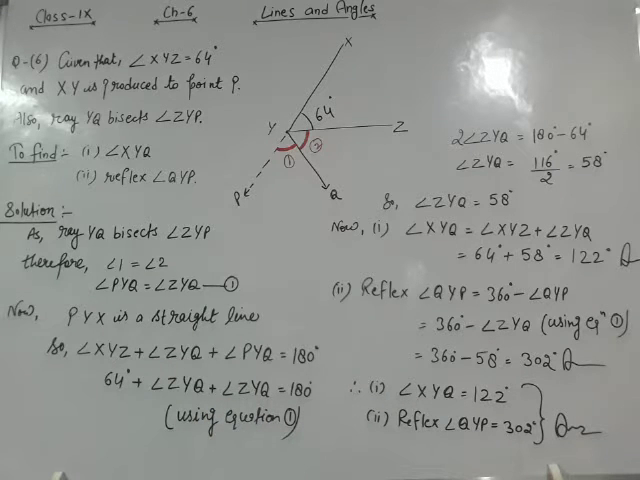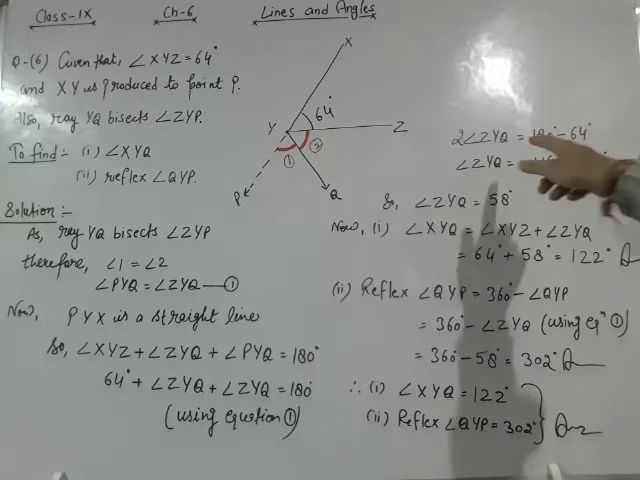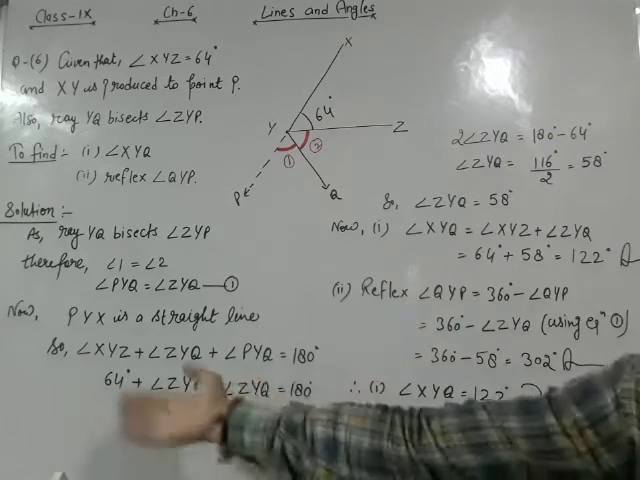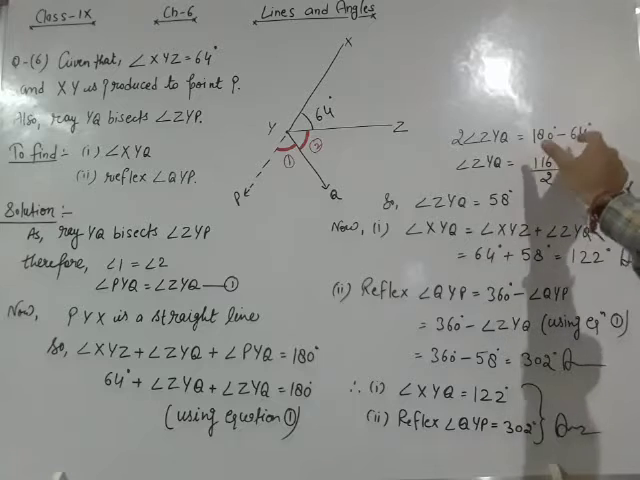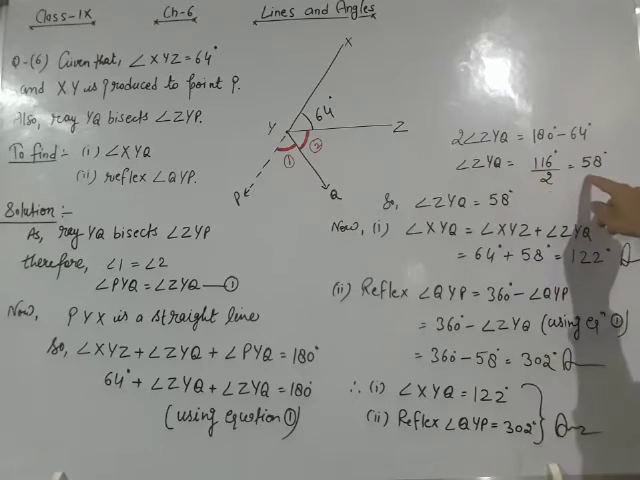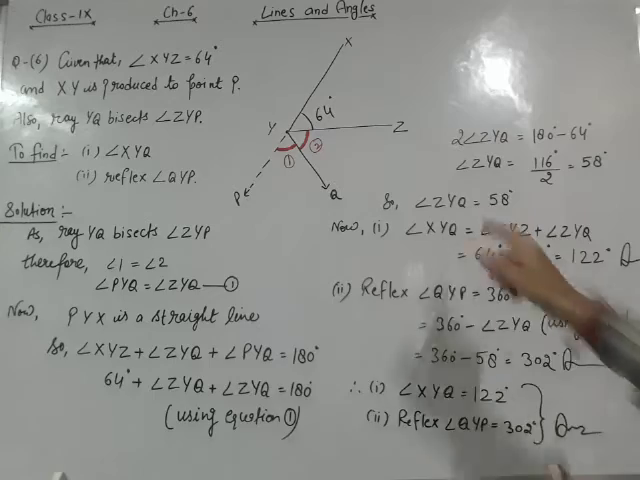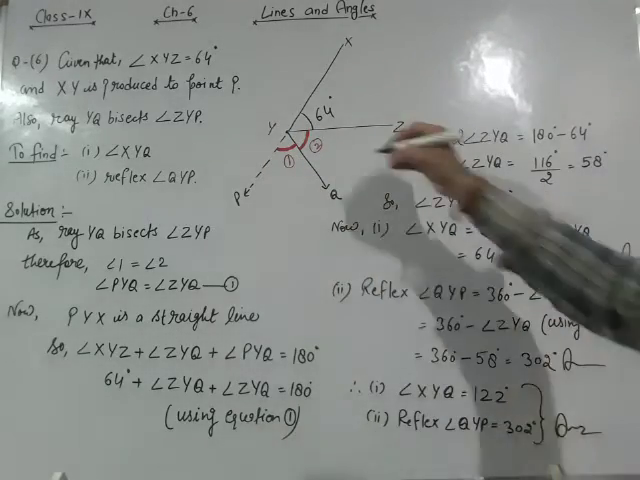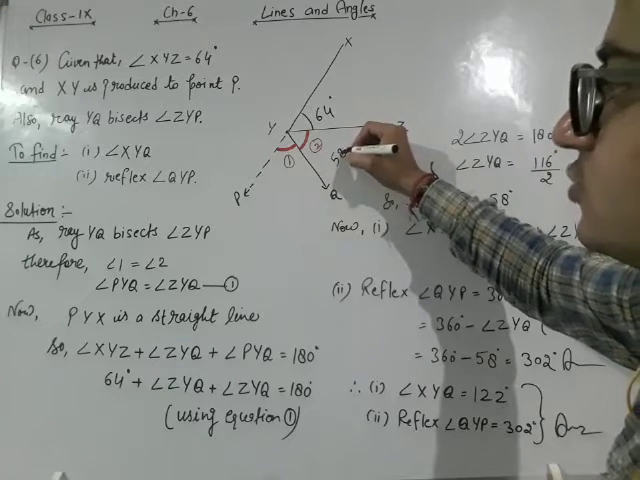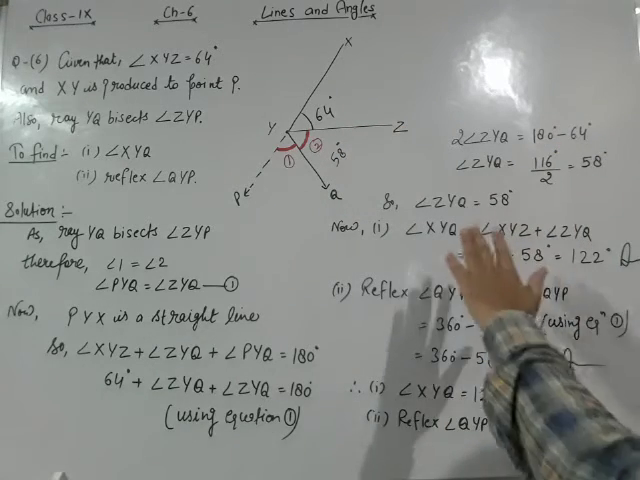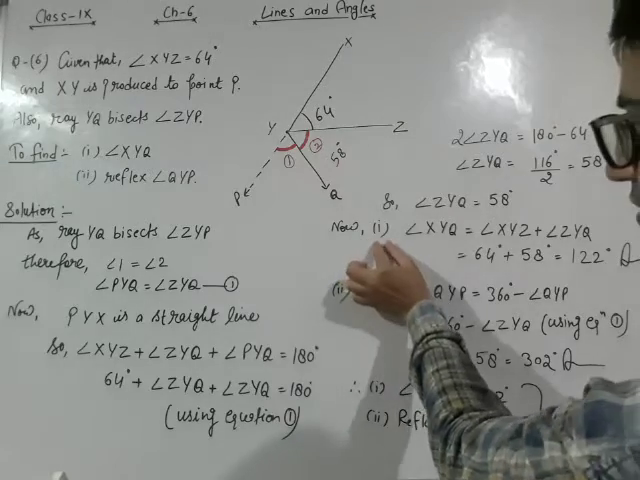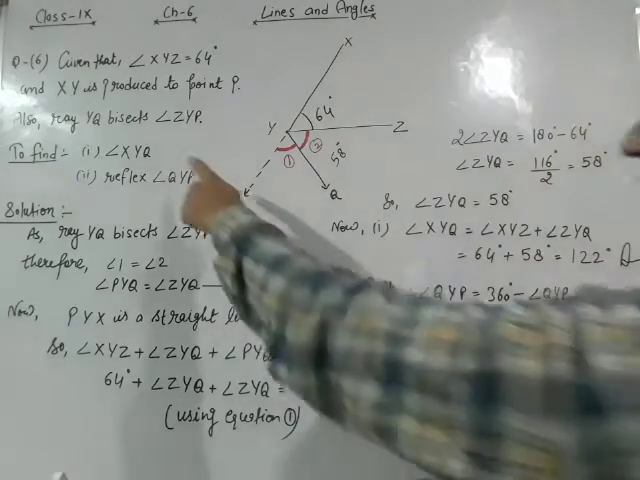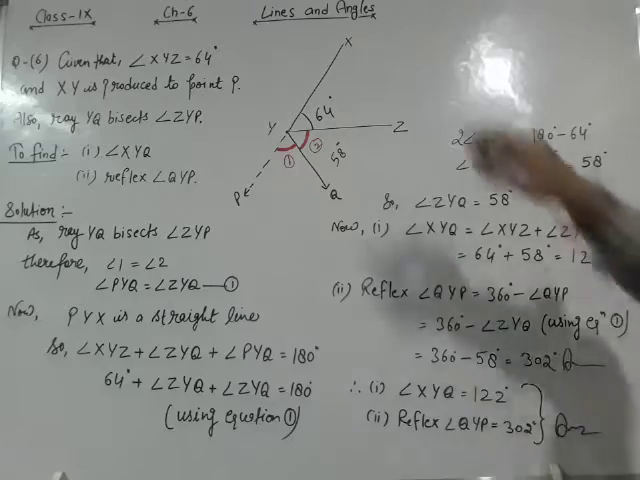Now angle ZYQ plus angle ZYQ, it will become 2 angle ZYQ equals 180 minus 64. 116 upon 2 equals 58. So angle ZYQ is equal to 58 degrees, right? Now we have started the solution of the first part. We have to find angle XYQ.